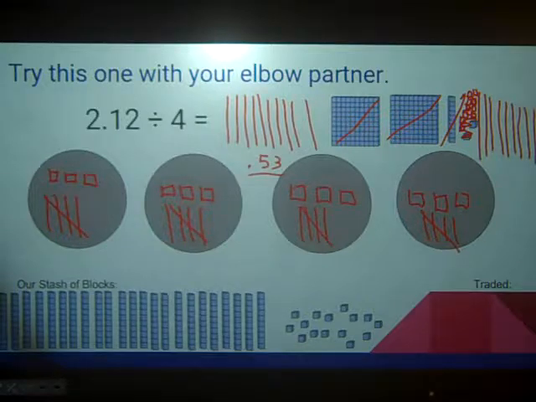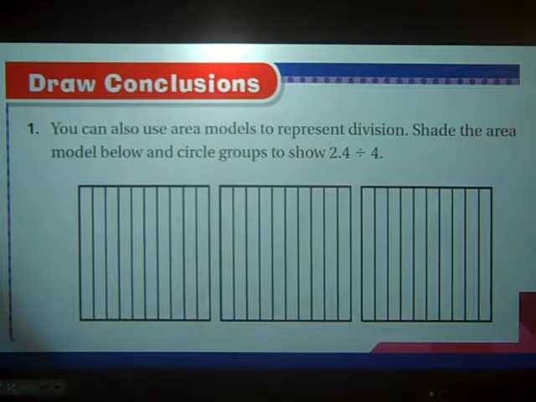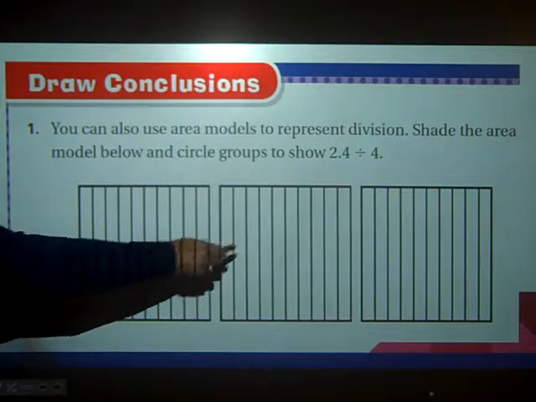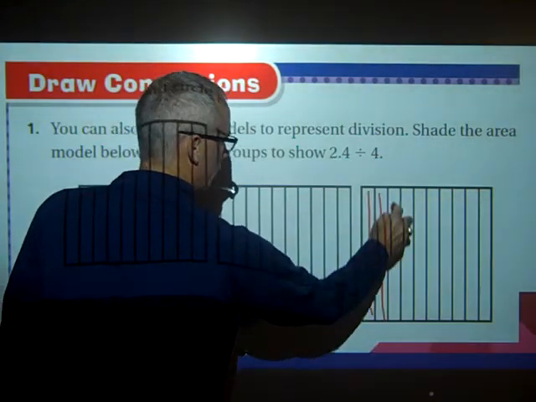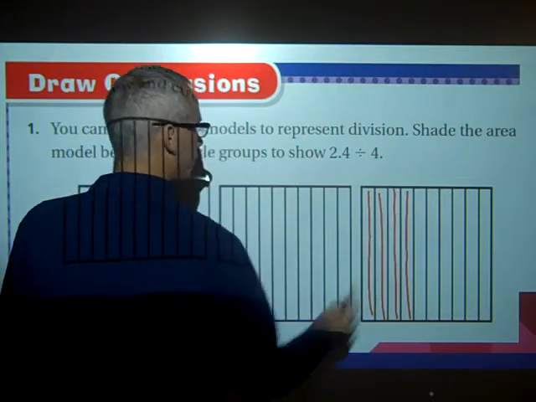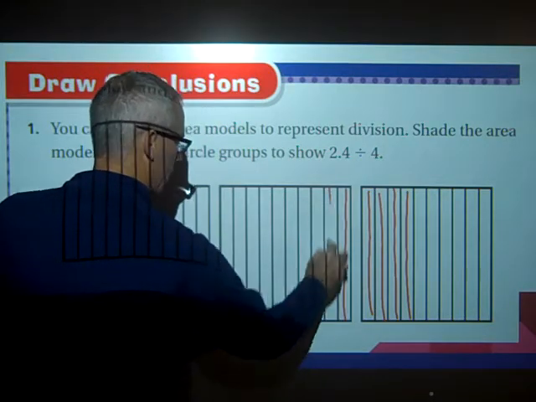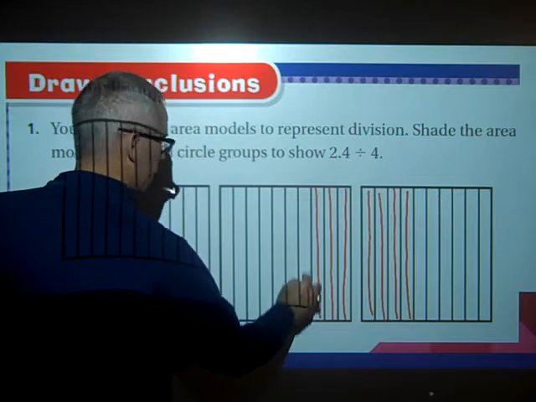You sure? Okay, let's try another one. Think about this one for a second. We can also use area models to represent division. Shade the area model below and circle groups to show 2 and 4 tenths divided by 4. Okay? So I've got 2 wholes and 4 tenths. So 1, 2, 3, 4. And this whole thing would be shaded, right? 2 wholes.